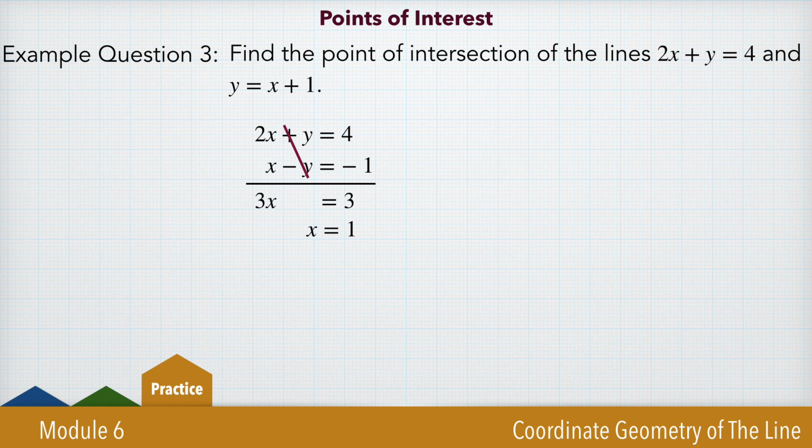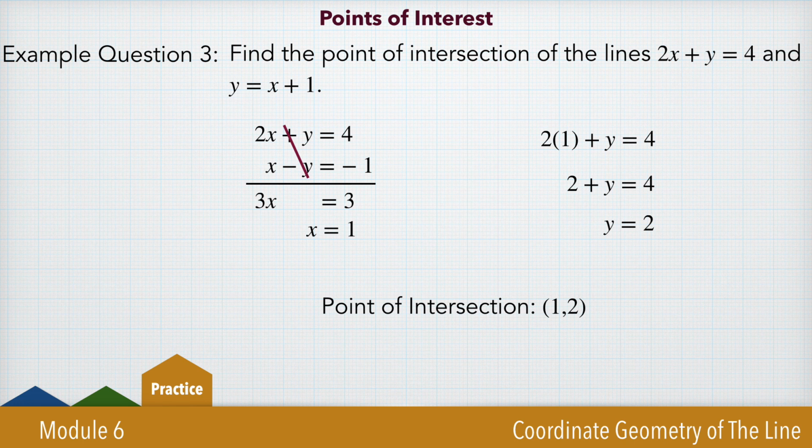We will now substitute this x value into one of the original equations. Solving this equation for y gives us a value of 2. Therefore, our point of intersection of the two lines is the coordinate (1, 2).